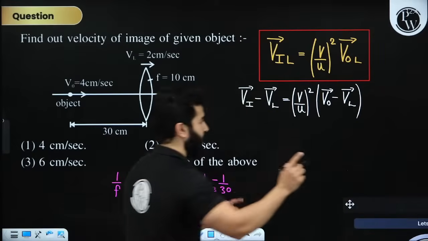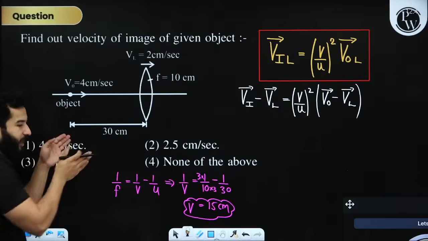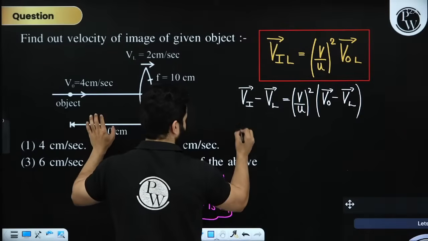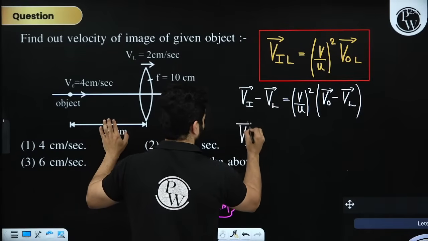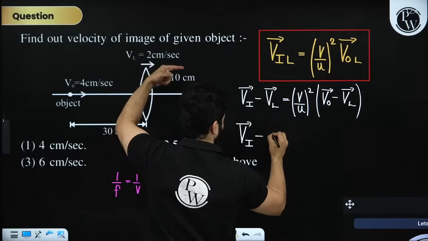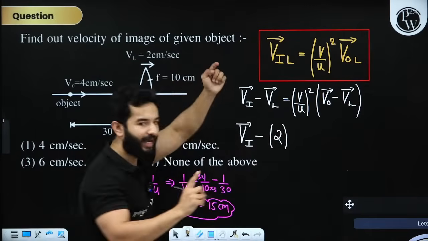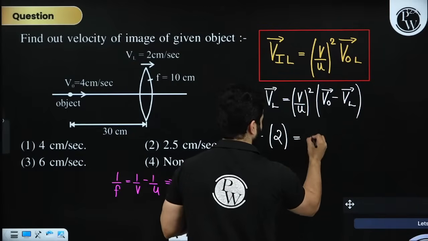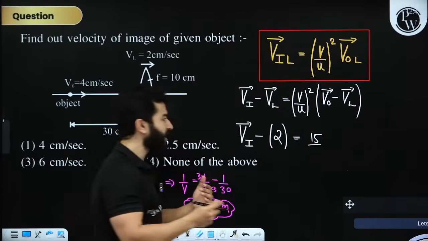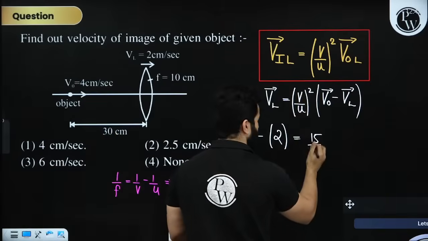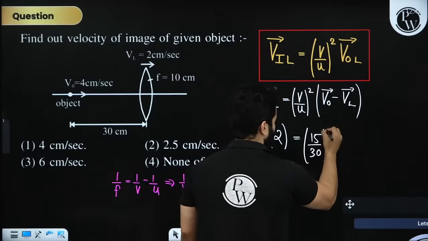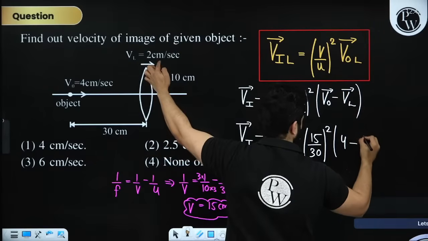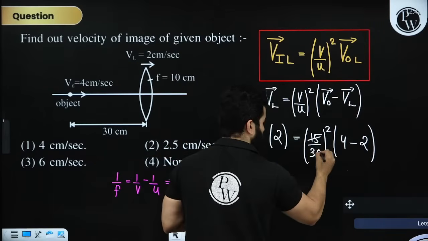Substituting the values over here, please see how I am substituting. Object is moving in this direction. Let's assume this direction to be positive. So velocity of image, we want to know what this is going to be, minus velocity of lens. Lens is moving in this direction with plus 2. Please mind the signs. This is plus 2, right? Equal to v is 15, u is minus 30. We don't have to worry about the signs right now because anyway it's going to get squared off. And then velocity of object is, my dear friends, 4, and minus velocity of lens is 2. This is also 2.